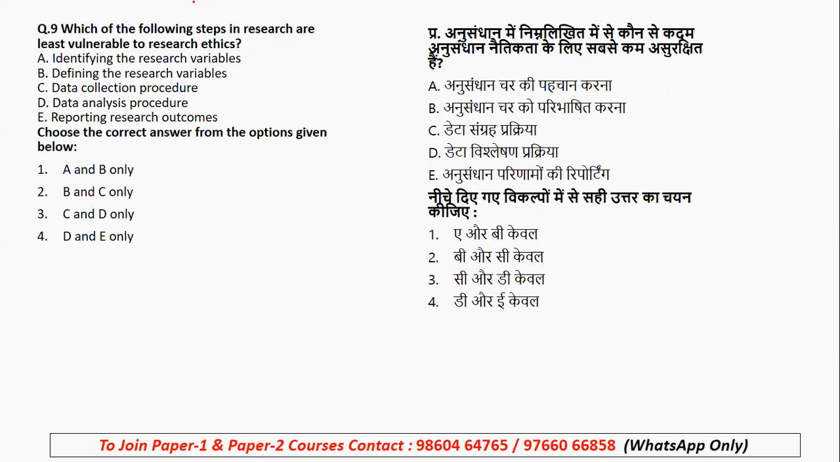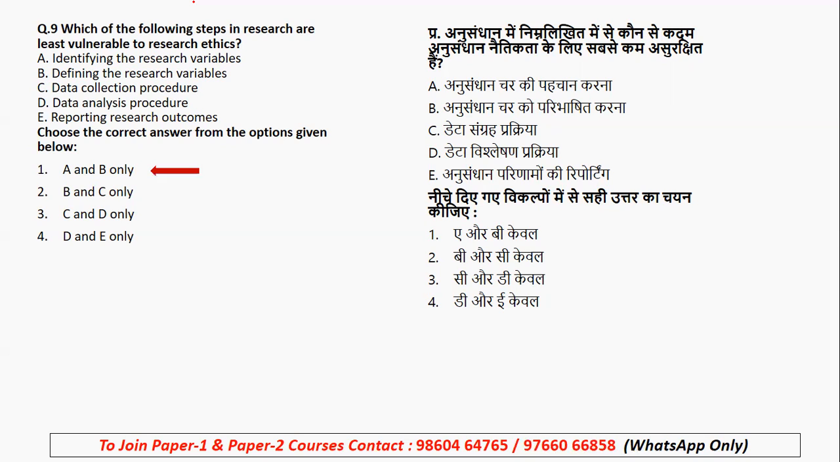Question number 9, we talk about which of the following steps in research are least vulnerable to research ethics. Identifying the research variables, defining the research variables, data collection procedure, or data analysis or reporting. So which turns out to be least vulnerable, where it is impacted in the least form by research ethics? Let's see which are those steps.